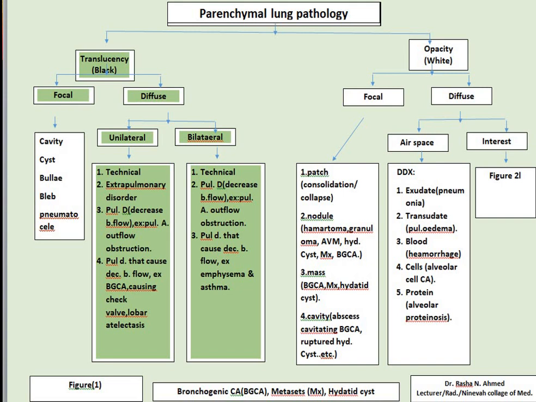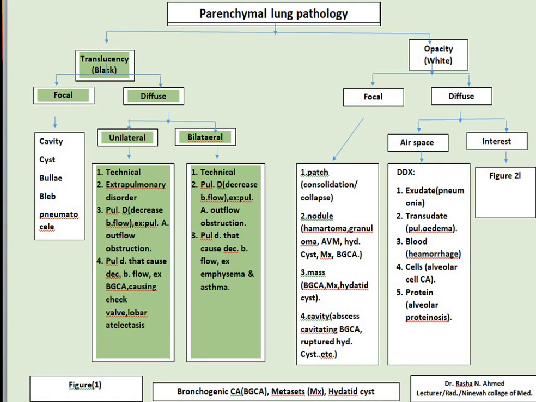But this means this apparent increase in translucency is due to the decrease of the amount of soft tissue in the chest wall due to the mastectomy. And unilateral translucency could be due to disease, like pneumothorax may result in unilateral translucency. Another cause of unilateral translucency is decreased blood flow to the lung, oligemia, as we will see in the case of tetralogy of Fallot.